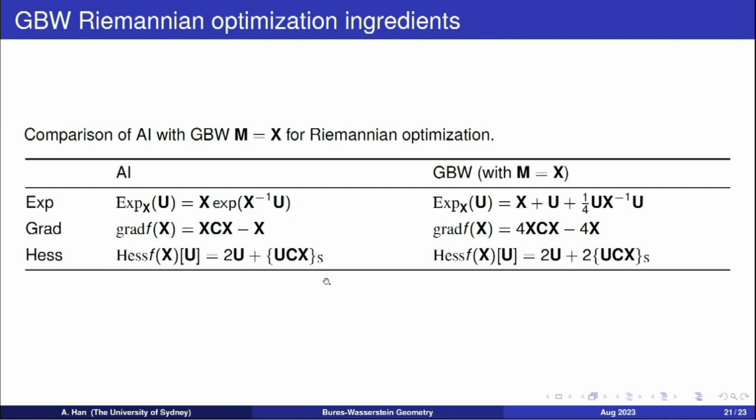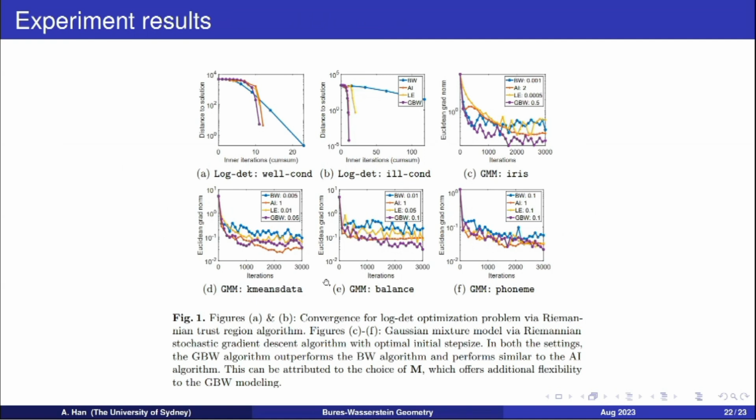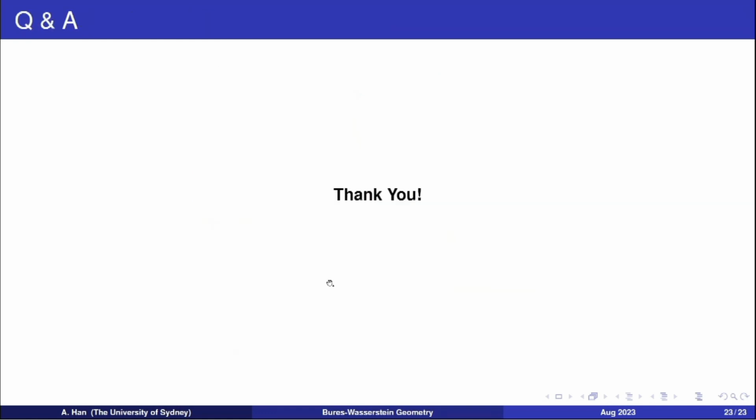in experiments. So for the experiments, we have done this log-det maximization problem and also the GMM on a variety of data sets. So we can see that by simply choosing this M to be X, GBW leads to a significant improvement over the vanilla BW metric, while performing similarly and sometimes better than the affine invariant metric for the log-det and GMM problem. Okay. All right, so that's all for my talk, and thank you very much. So if you have any questions, please feel free to ask.